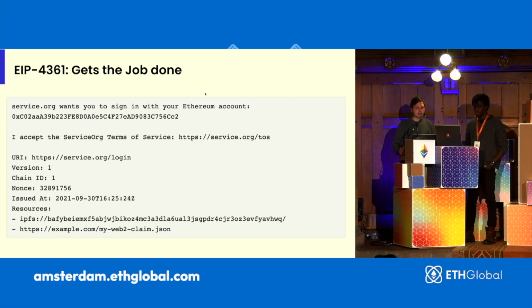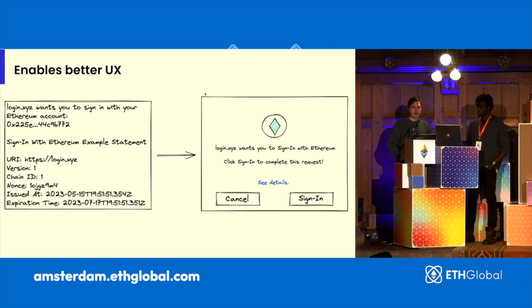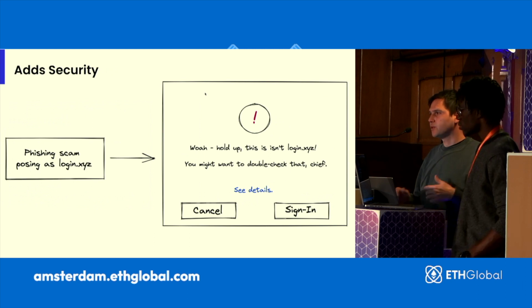The job of the standard, EIP-4361, was really to get things done, to unify the different approaches so we can get better UX from wallets. With a standard like this, we allow wallets like MetaMask or Tally to render a nicer UX when a user wants to sign in. But it also adds security.